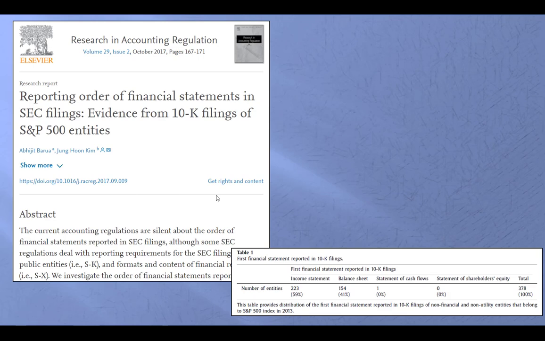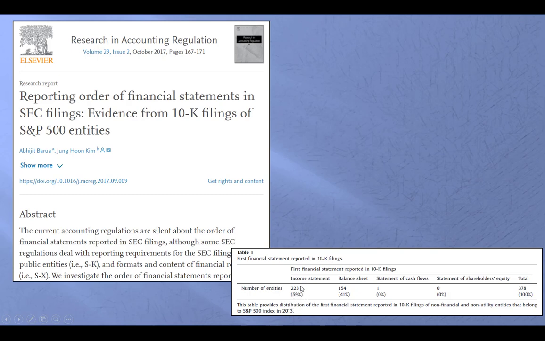We as accounting professors have to publish or perish, so there should be no surprise that there's an article about almost any possible topic that you could possibly think of. Well, reporting order. These authors looked at a sample of companies in the S&P 500 in 2013.